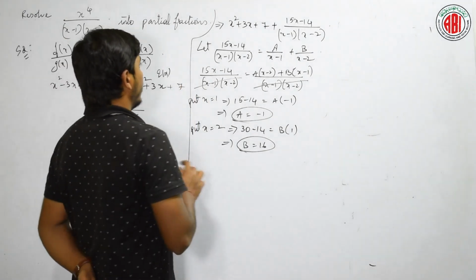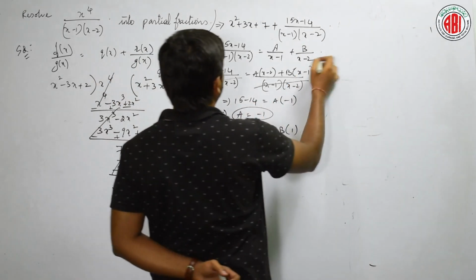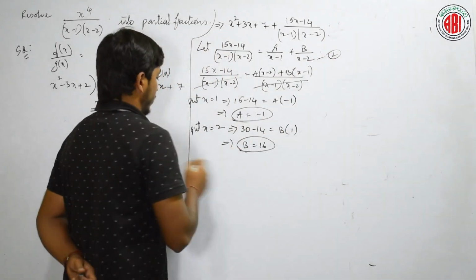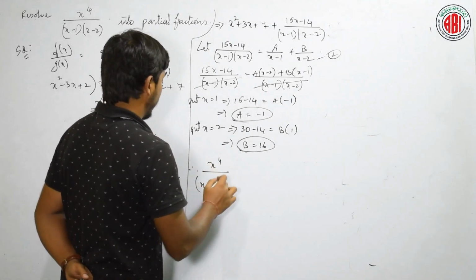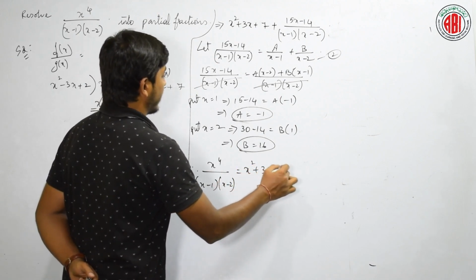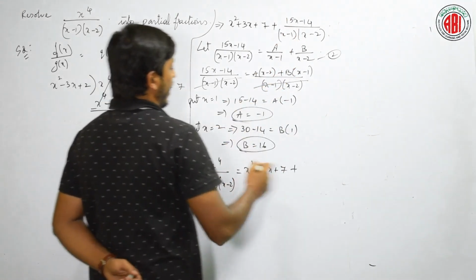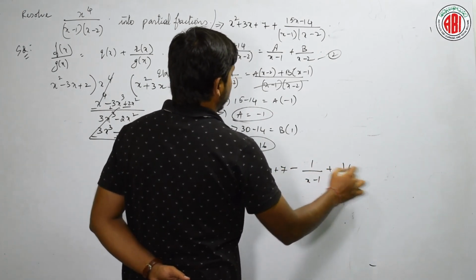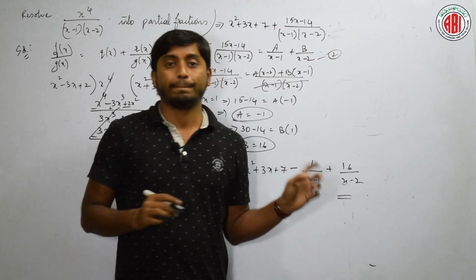Just substitute in that term. Then I will get the whole term as, let me write it as 2. Therefore, the given term x power 4 by x minus 1 into x minus 2 becomes x square plus 3x plus 7 plus, this term is nothing but this, right. What is a? Minus 1 by x minus 1 plus 16 by x minus 2. Is it okay?